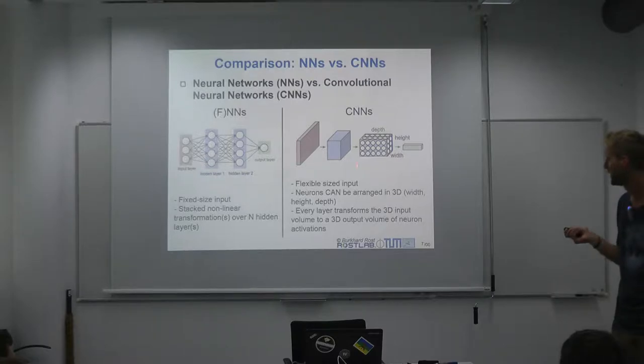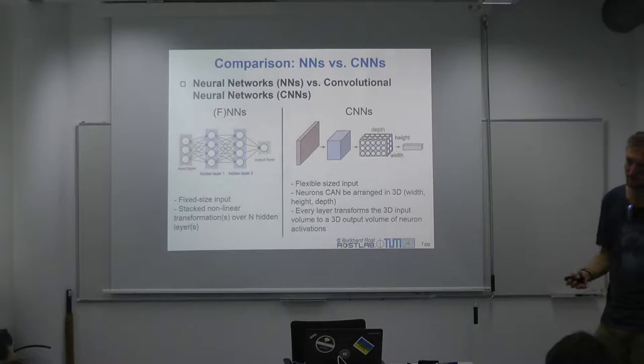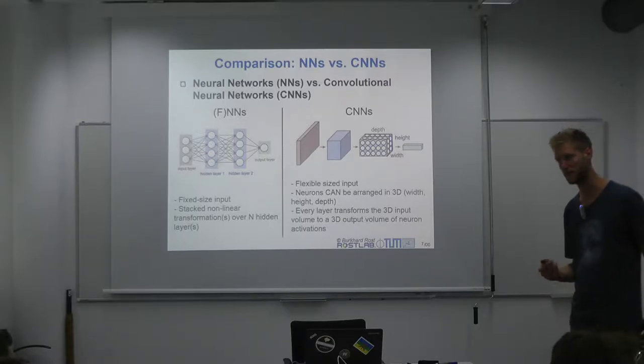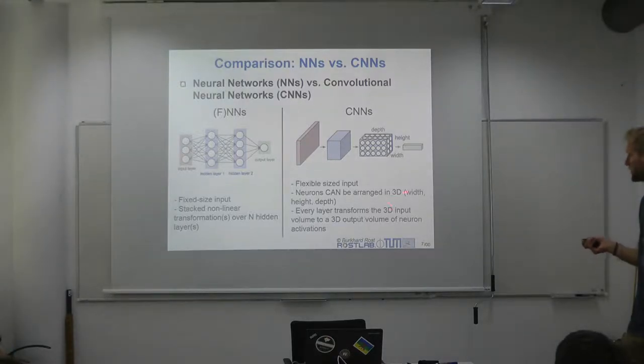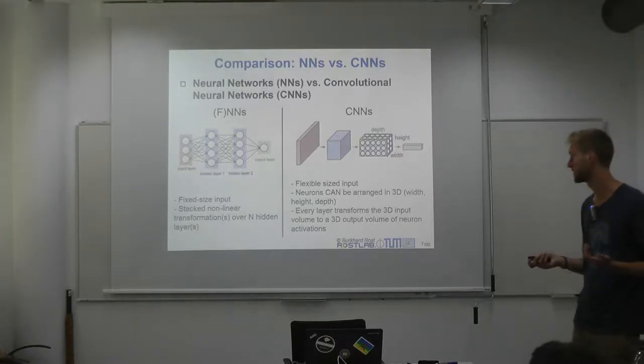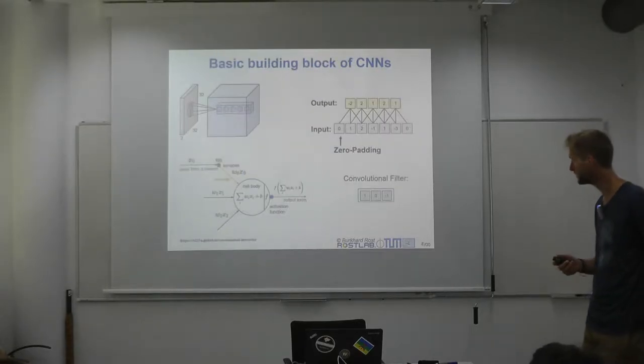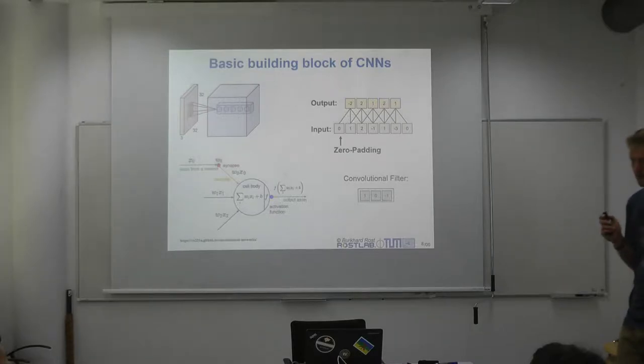So yes, this is just a short summary. The neurons in a CNN can be arranged in 3D. This is mainly because for images you usually have something like L by L by 3, the three red, green and blue channels, and therefore they want to process matrices in 3D, so tensors. So this was rather a superficial look at CNNs.